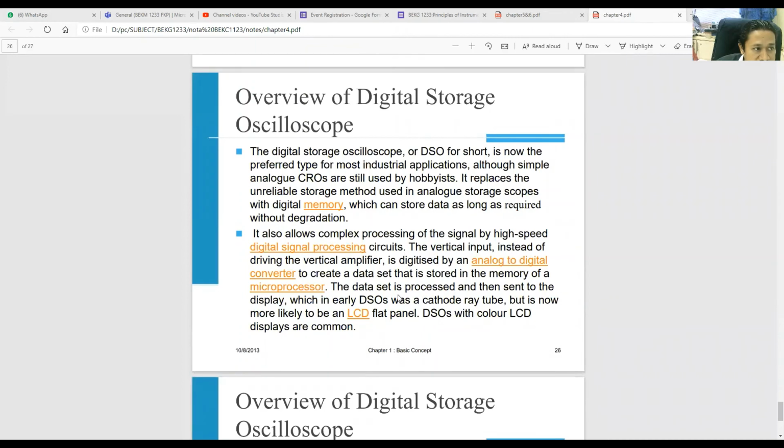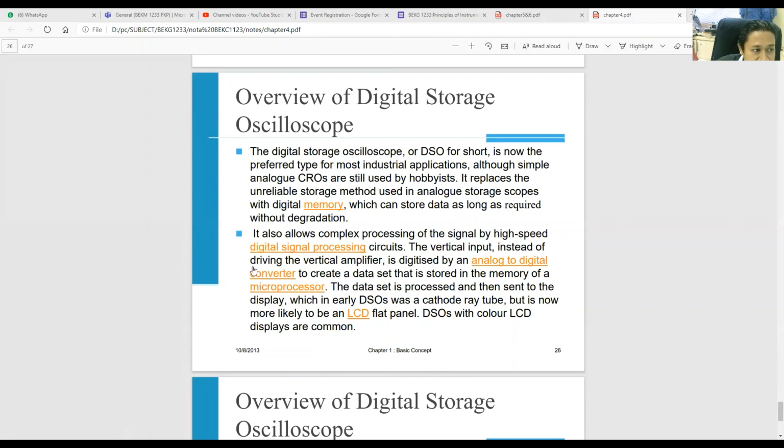Okay, so an overview of digital storage oscilloscopes. The digital storage oscilloscope, or DSO for short, is now the preferred type for most industrial applications, although simple analog CROs are still used by hobbyists. It replaced the unreliable storage method used in the analog storage scope with digital memory. So nowadays, if you use a digital oscilloscope, we can save directly using USB or any storage, so automatically our signal we can store. We can store the data as long as required without degradation. It also allows complex processing of the signal with high-speed digital signal processing circuits.